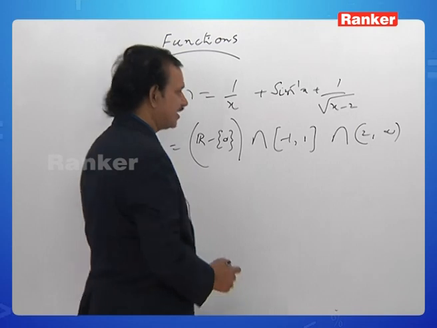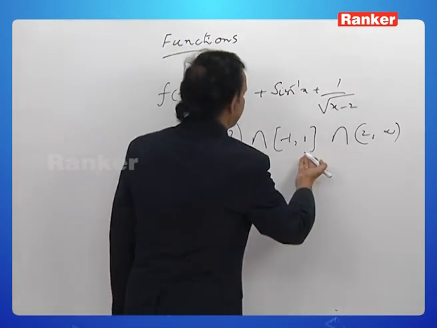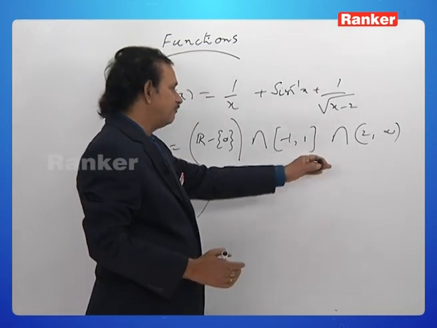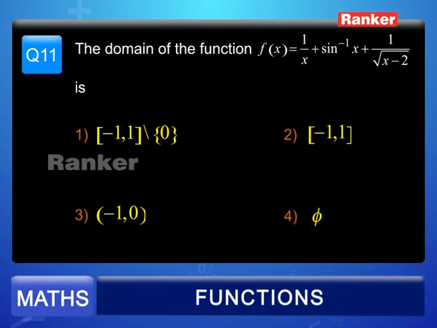It's very clear that this intersection is phi. There is no common point here. Phi intersection any other set is again phi. Therefore, the correct domain is phi. So such a function cannot be defined at all for any real value of x. So what is the right option? Fourth option is the right option.